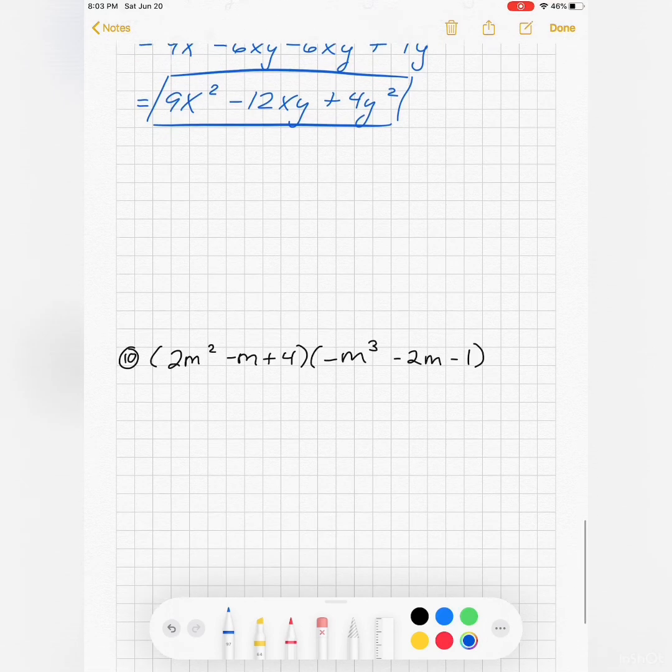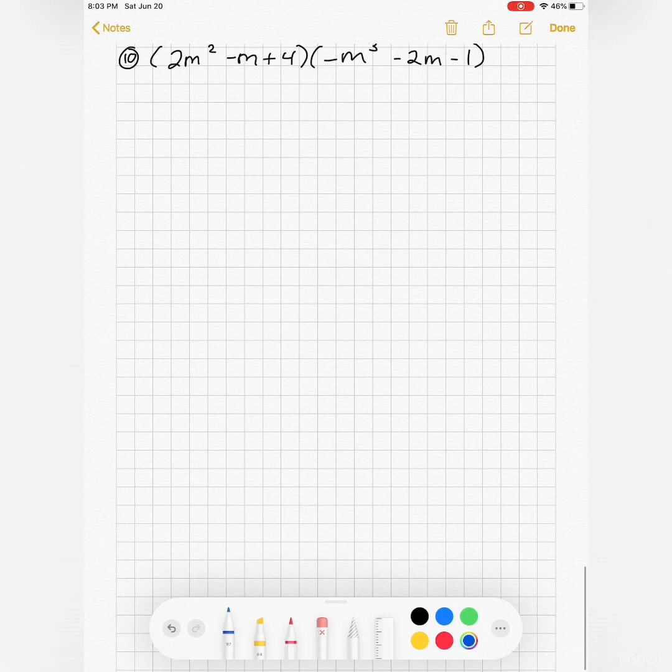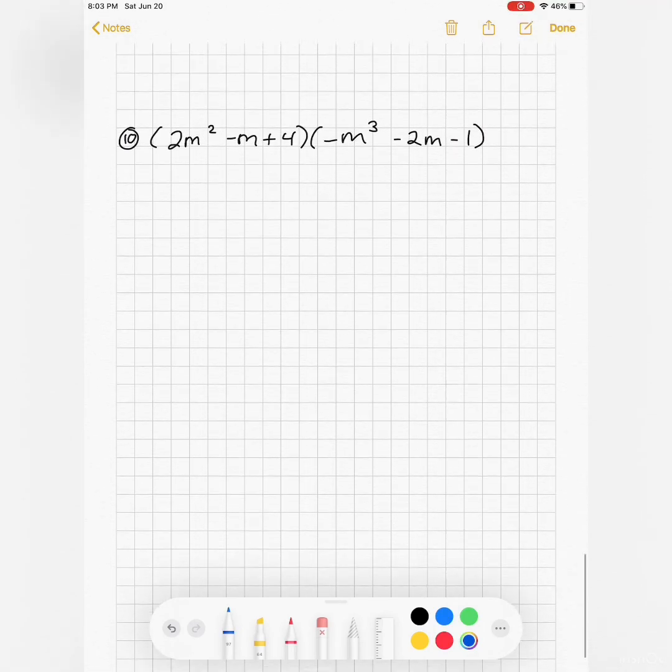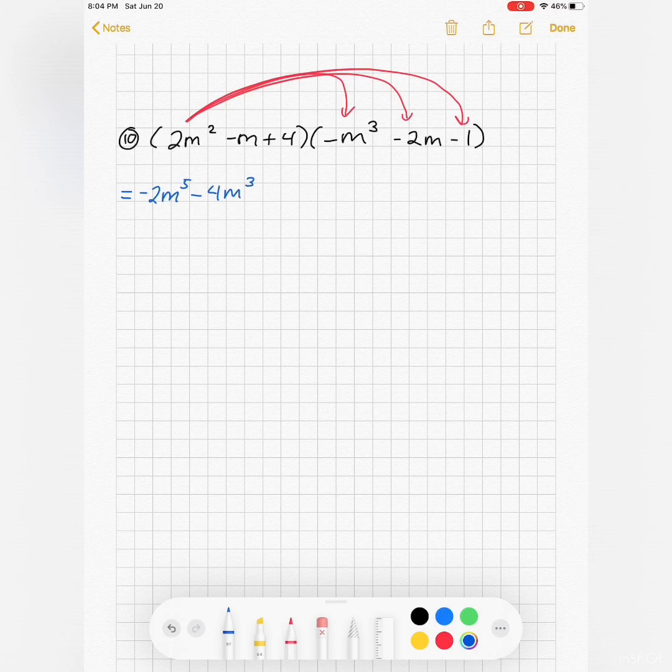Here's a fancy one. Multiplying a trinomial by a trinomial, that's the last one. I follow that same kind of FOIL process. It's just I have to be careful with everything. So I'm going to take this first term and distribute to all three terms there. Okay, so negative 2m to the 5th minus 4m cubed minus 2m squared.